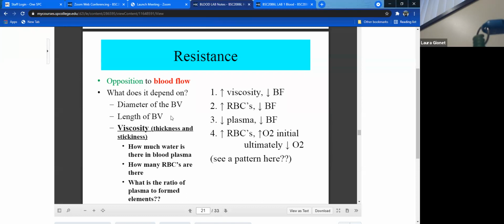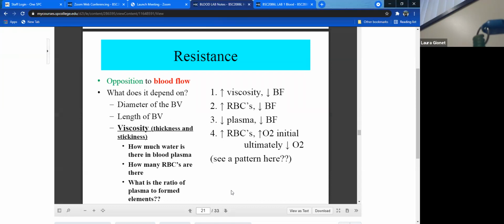The length of the blood vessel: the shorter the vessel, the less opportunity for resistance. Or think of it this way: friction of blood passing across the interior of a blood vessel wall. The shorter it is, the less opportunity for resistance. The longer it is, the more opportunity for resistance. And then the viscosity, which is the thickness and the stickiness of blood.